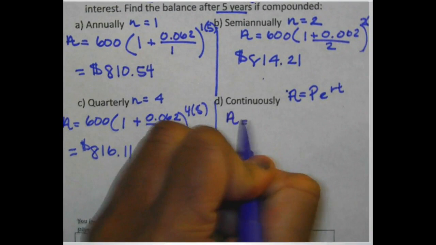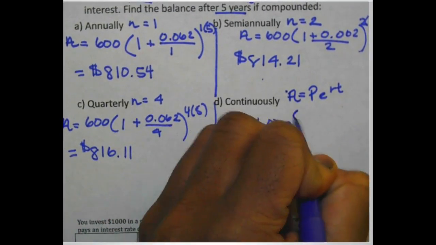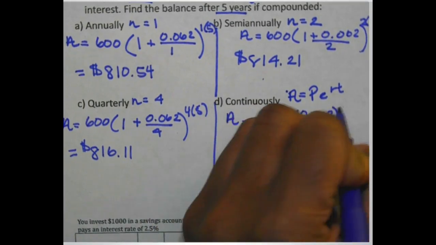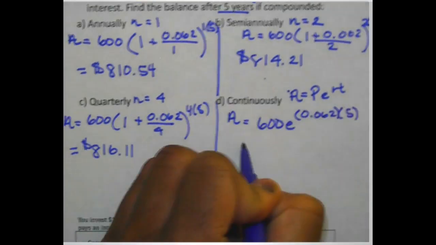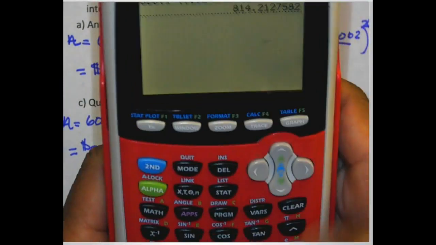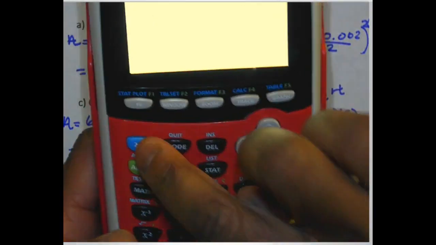So A is equal to P, 600, times e to the power of r, 0.062, that was my rate, times t, which is still 5 years. And then you can enter this one into your calculator as well. Just a quick demo to make sure you're okay. 600, and then it was second, so second.